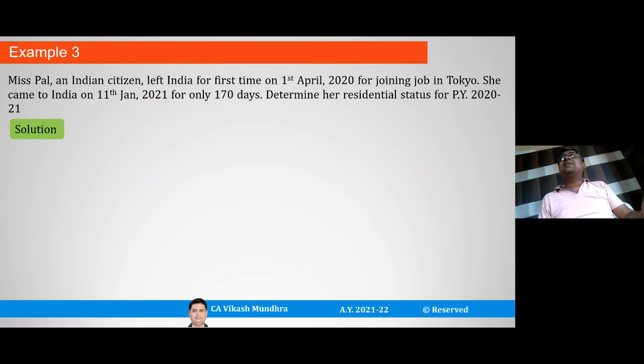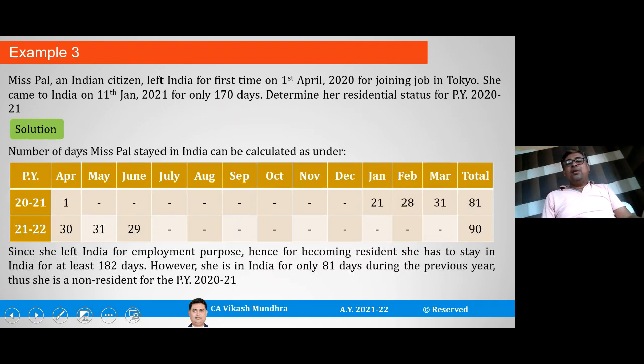Example: Miss Paul, an Indian citizen, left India for the first time on 1st April 2020 for joining a job in Tokyo. She came to India on 11th January 2021 for only 170 days. Determine her residential status for the previous year 2021. Now you need to calculate the number of days of her stay in India during the particular previous year. In the month of April, she left on 1st April, and that one day is considered as her stay in India, and she came back on 11th January 2021.